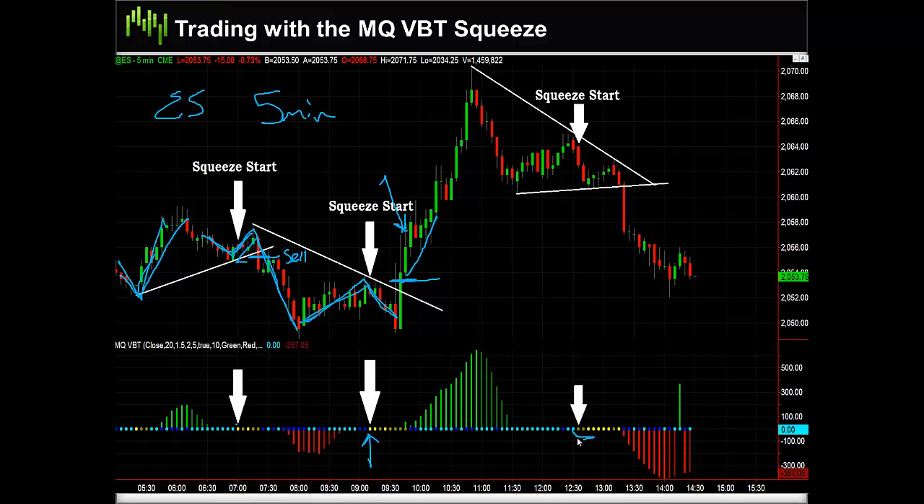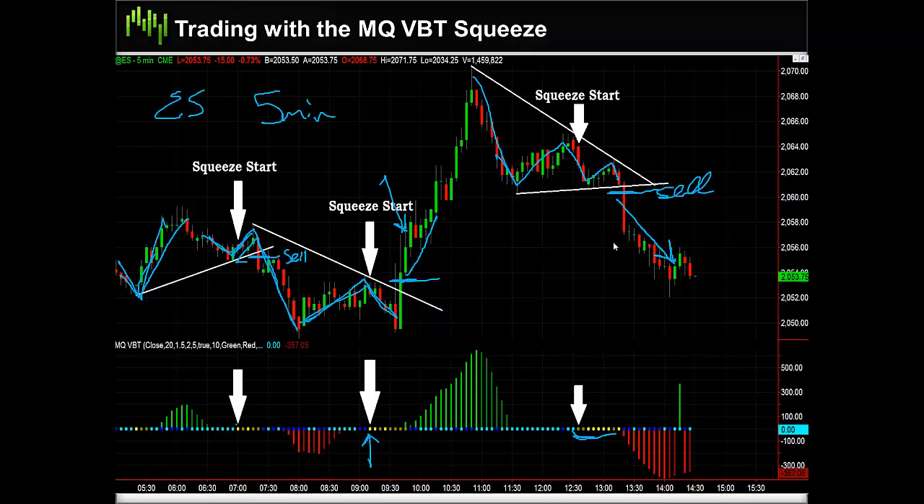Here's another squeeze. Yellow dots saying, hey, market's gone into compression. Draw your trend lines. Here's our pivots. Okay, so what do we do? We connect the pivots with trend lines. Puts us in a pennant pattern. We break out of the pennant for the short. And what happens? Market follows through very nicely.